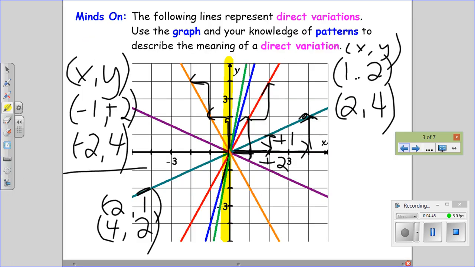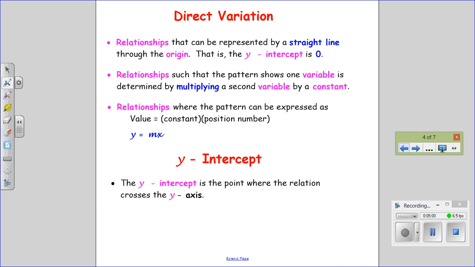If you look back here, if I look at this red line, I went up 2 over 1, and that's actually my slope, positive 2 over positive 1. And that's what I multiplied by. So if I look at this, y equals mx is the equation of a direct variation where m is the slope of the line.